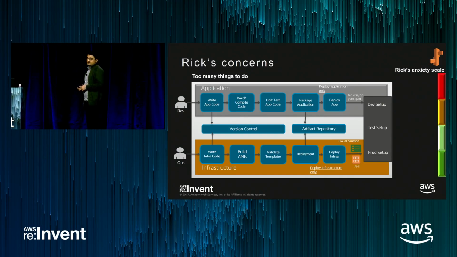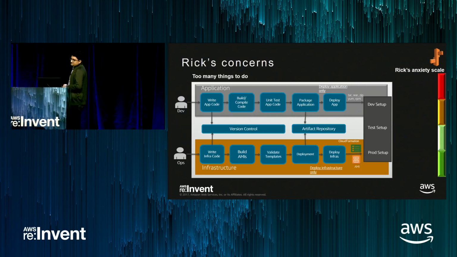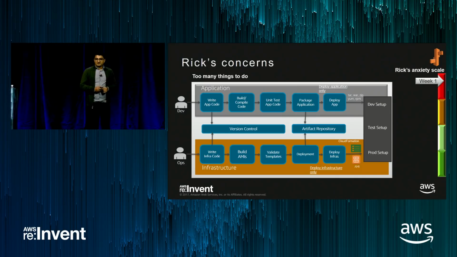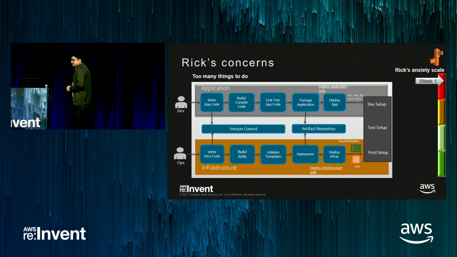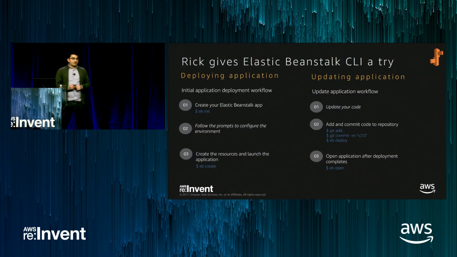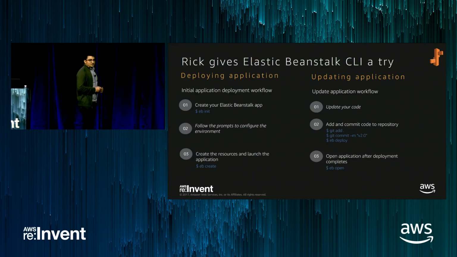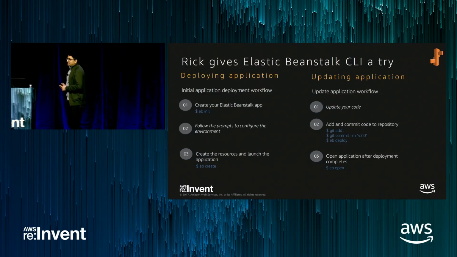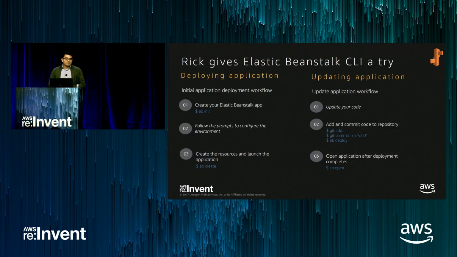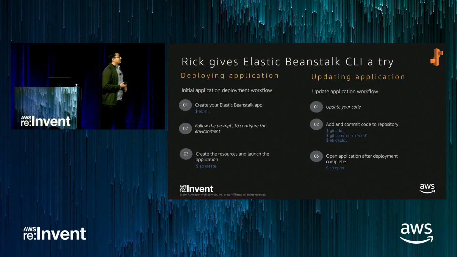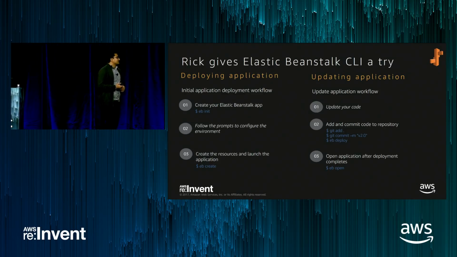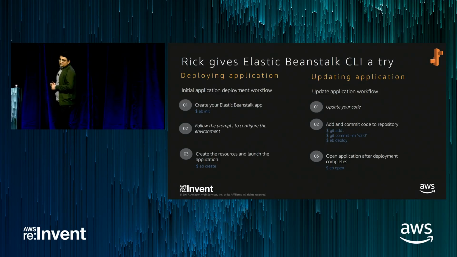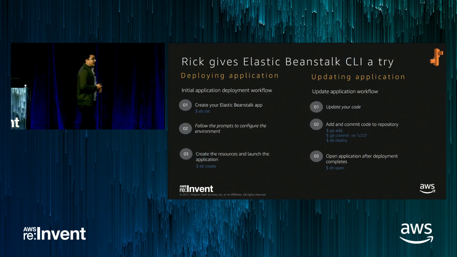So let's use an anxiety scale for Rick to start with. Let's say on day one, his anxiety is pretty high. Let's say it's in red. Okay, so let's go ahead. Somebody recommends Rick to use Elastic Beanstalk, so he decides to try it out. He quickly realizes that EB CLI is pretty easy to use. Just needs 2 or 3 commands to create an application, to deploy an application, and updating an application also needs about 3 steps. So he's pretty excited about Elastic Beanstalk, and he went through Jeff's introduction, and he is looking forward and has some questions.